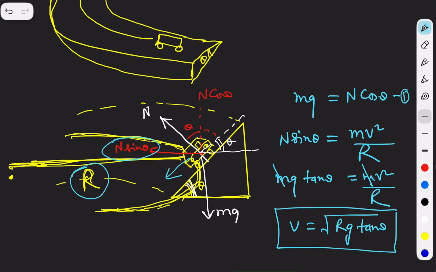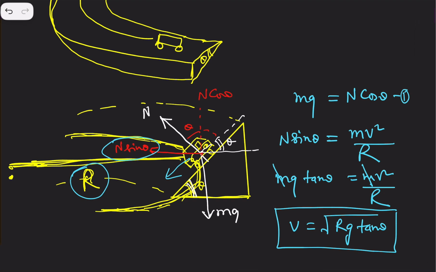Because if your velocity is less, and n sine theta is not going to change, it means you have to change the radius. You have to drop down the radius, then only you can maintain this condition. Otherwise you can't do the circular motion. So if your velocity is less than this, your car will slide down and you will lose that track of radius r.